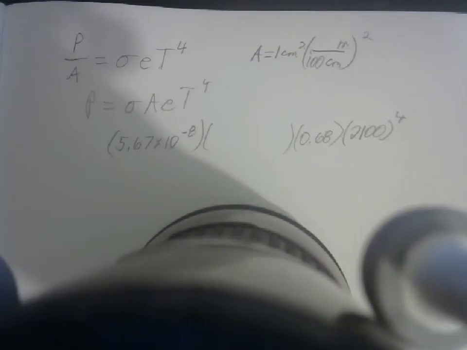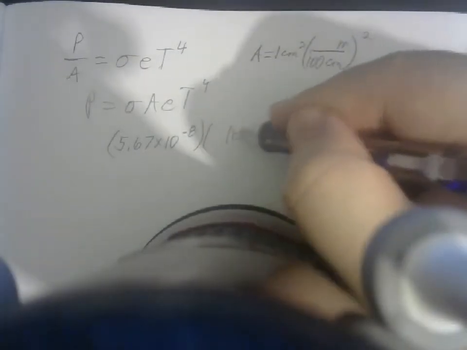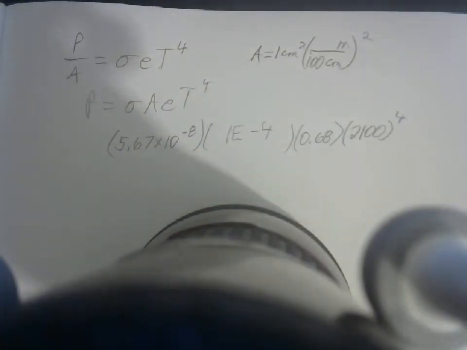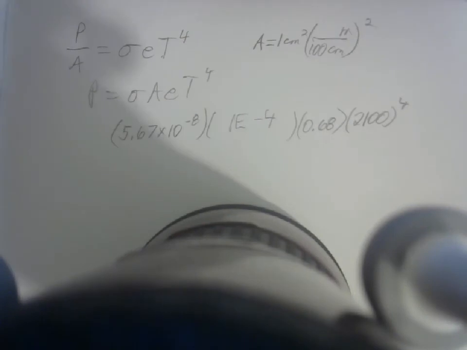So solving for area, we need to put centimeters on the bottom, meters on the top, so 100 centimeters squared. So 1 over 100 squared is 1 times 10 to the negative fourth. And plugging in all of those numbers, I got 74.9 or 75 watts.